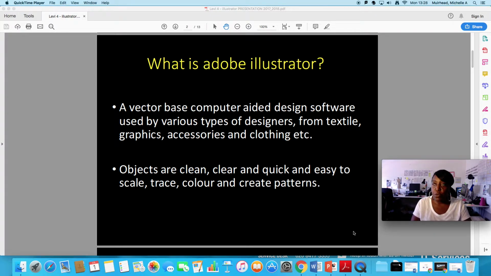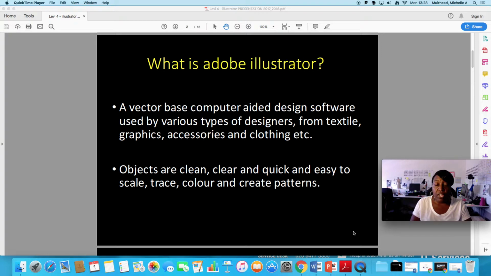I find Illustrator works better to do technical drawings, and I'm going to go through and explain to you why that is the case and why you find that most designers would use it. As I said, it's a vector-based program. It's used by designers, textile designers, graphic designers, knitwear designers, print designers, accessories, you name it. It's quite commonly used, not only in the UK, but also globally.